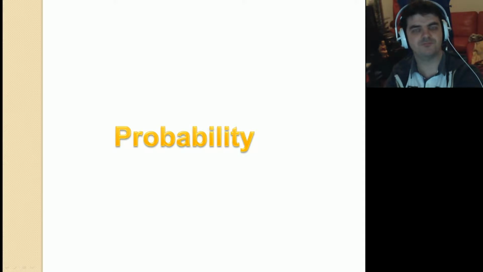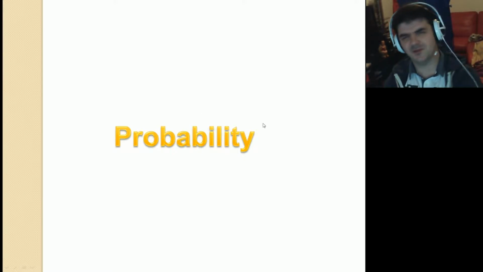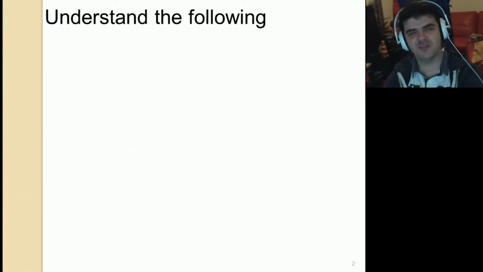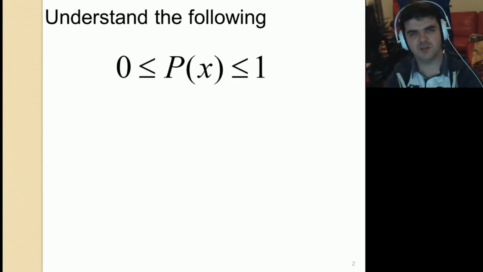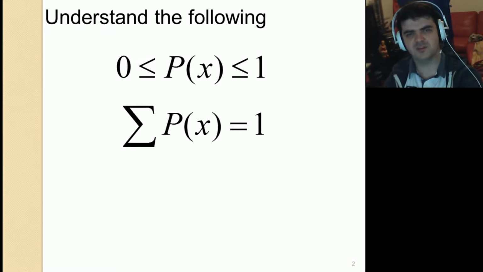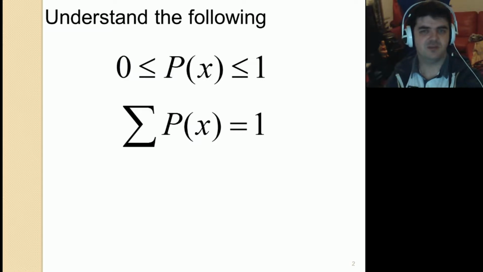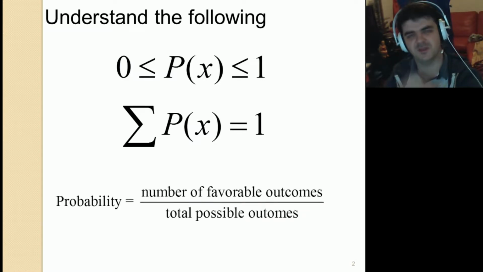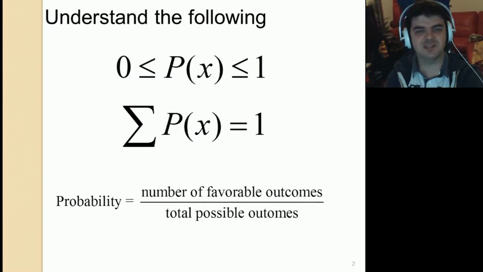So, probability. Today's objectives. There are three that I'm going to go for, and they'll look a bit funny, well, two of them do anyway. We're going to understand the following three things. We're going to understand what 0 less than or equal to P(x) less than or equal to 1 means. We're going to understand what, oh god, the Greek letters, the pain, sigma P(x) equals 1. And then something that maybe makes a bit more sense: the probability is equal to the number of favourable outcomes over the total possible outcomes. And they're the three things we're going to understand.